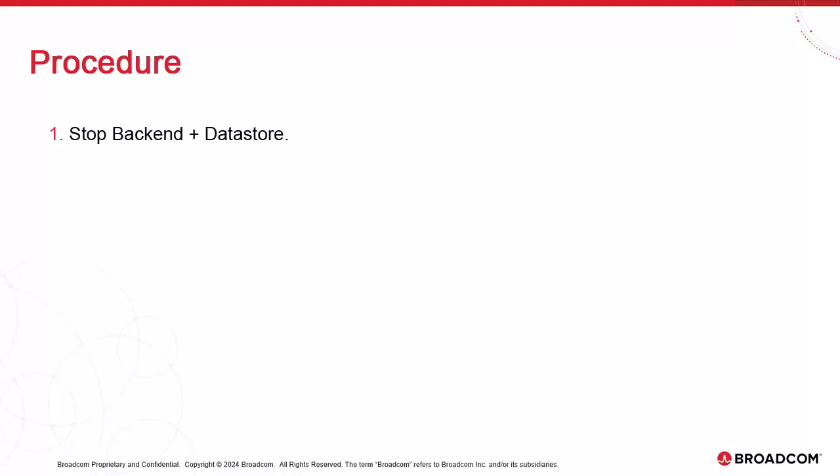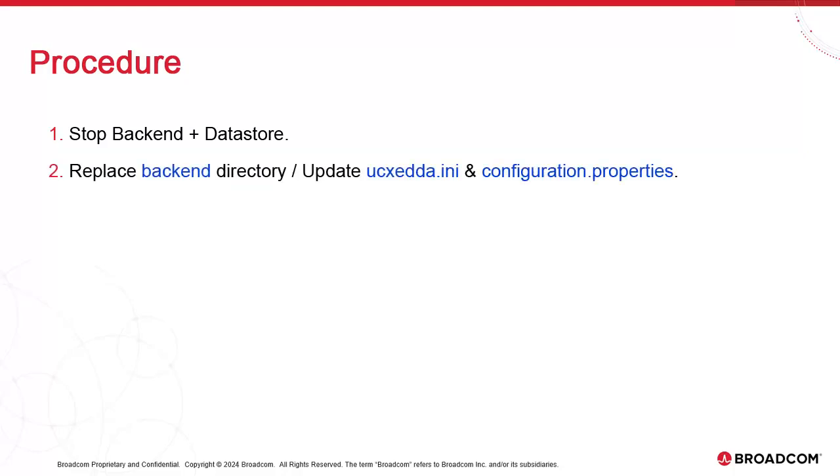First, we stop the backend and the data store. You can use the backend service in Service Manager if it's there. We rename the old backend directory and copy the version 24 directory in its place. Then we fix the configuration file, ucxedda.ini, with the usual, like the TLS information.